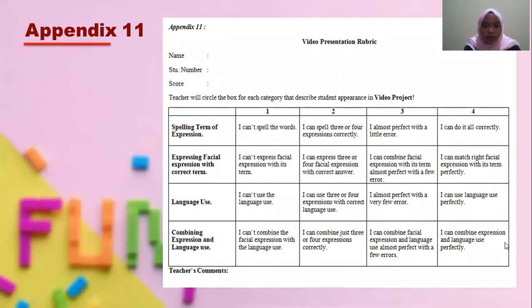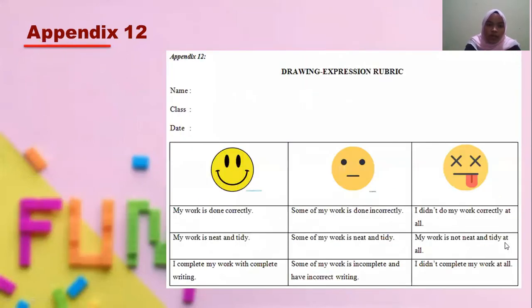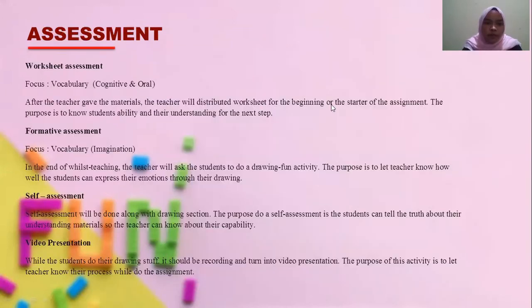In this rubric, the teacher will grade the students' presentation. And Appendix 12 is the rubric for drawing expression. For the assessment, we use a worksheet assessment focused on vocabulary, cognitive, and oral. After the teacher gives the materials, the teacher will distribute the worksheet for the beginning or the starter of the assignment. The purpose is to know students' ability and their understanding for the next step.